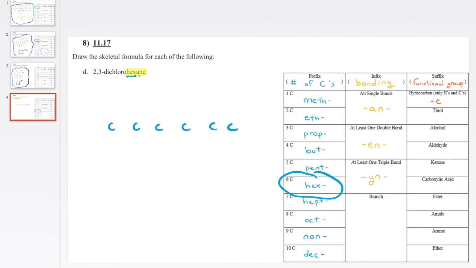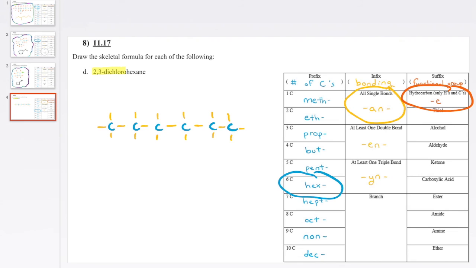The infix is AN. That's telling us that we have all single bonds. So I'm going to connect these all by single bonds and make sure that all the carbons have 4 single bonds. And the suffix is E. And the E is telling you that you have a hydrocarbon, which means after we fill in the branches, everything else is going to be hydrogen. So that's our backbone. Let's look back at our branches.